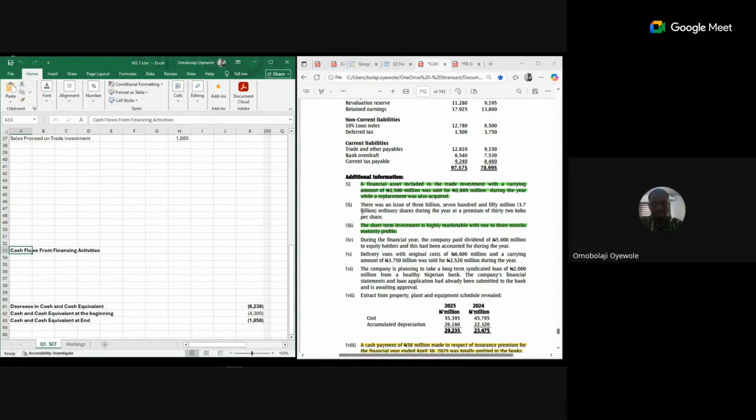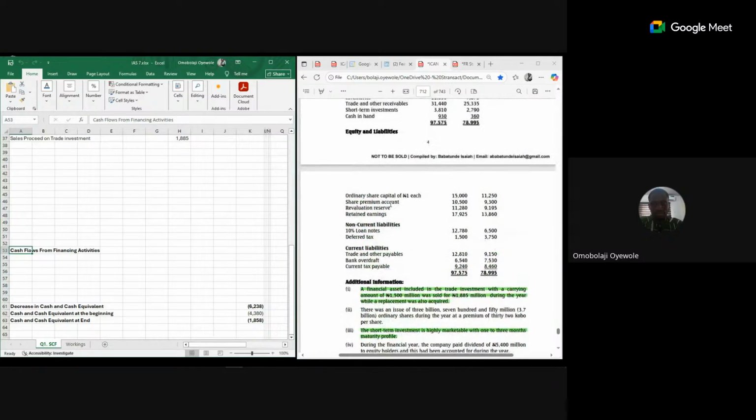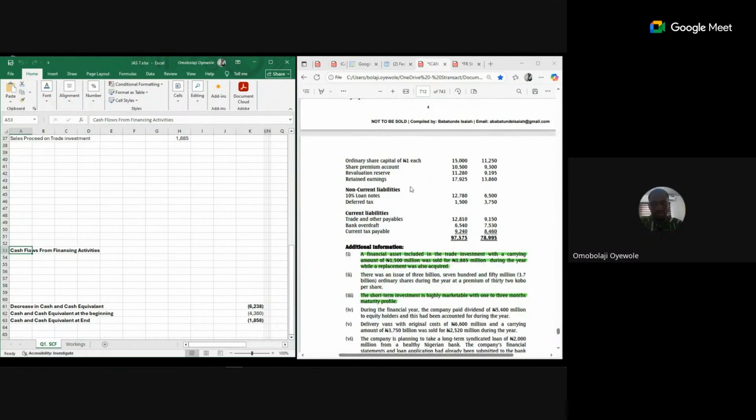Okay, now we are on information 2. Information 2 says that there was an issue of 3,750,000,000 ordinary shares during the year at a premium of 32 kobo per share. So now let's go to the issue of ordinary shares.